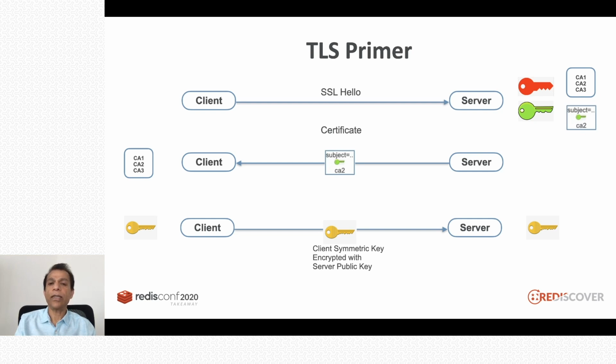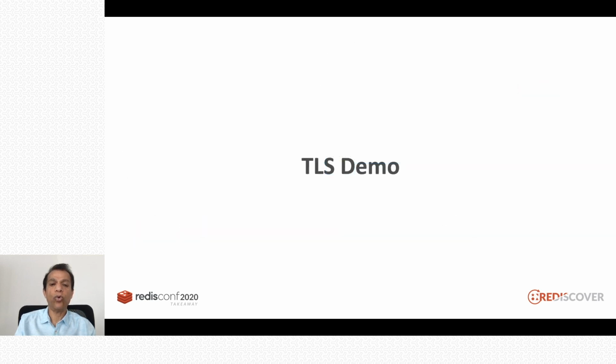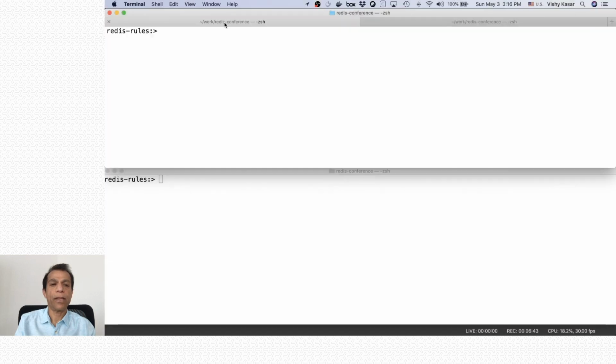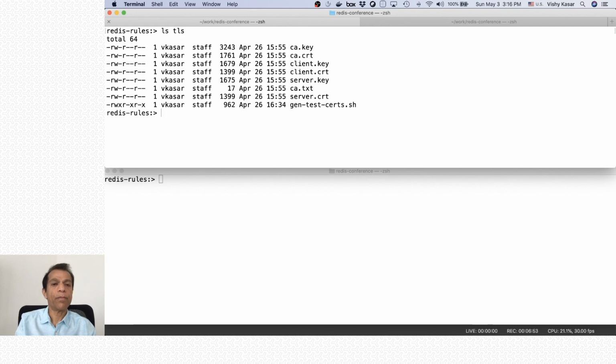All right, this is how the TLS works. And now let's dive into TLS demo for Redis server. So I have pre-created some of the certificates and associated keys. Let me just show them. I have a certificate authority certificate, a client cert, and a server certificate.